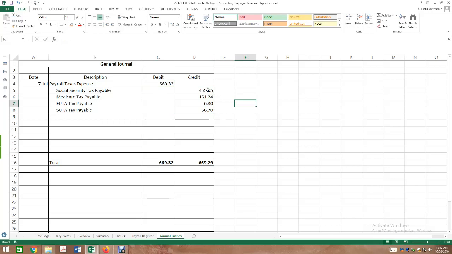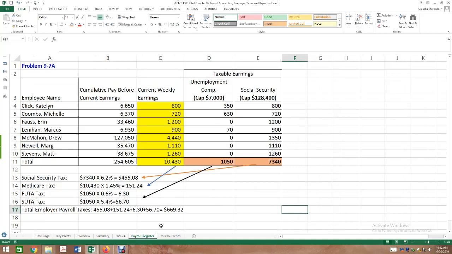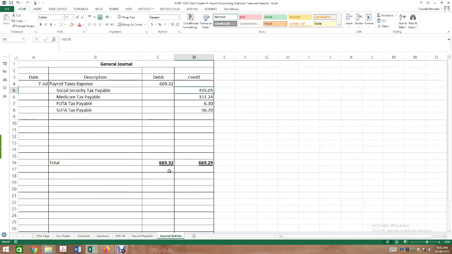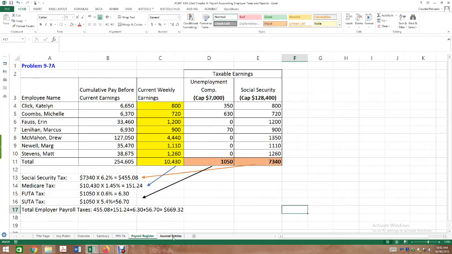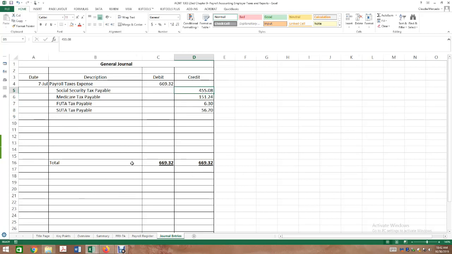I'm sorry, I entered this incorrectly. This is not 455.05. This is 455.08. So I made a mistake, and you see that's why it helps you have your totals down here. I was not balancing because I entered that wrong. It should be 455.08. This is the amount that we calculated right here, but I had typed it incorrectly. So now my debits and my credits equal 669.32. Remember that you always double check that, because just like what I did right now, a simple mistake, I typed a 5 instead of an 8. That was causing me to be off. So now you have recorded your journal entry.